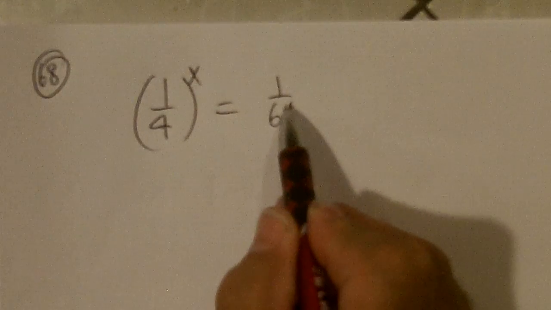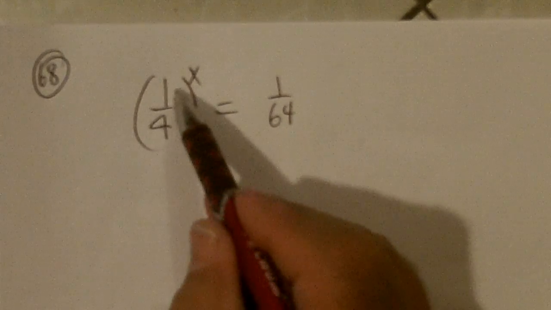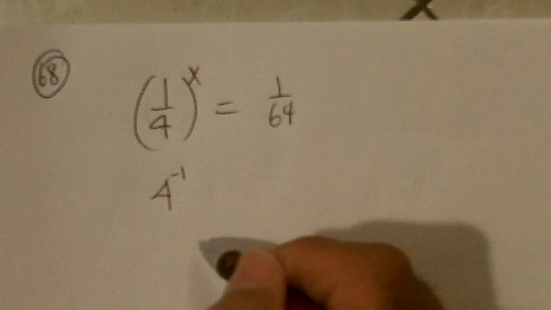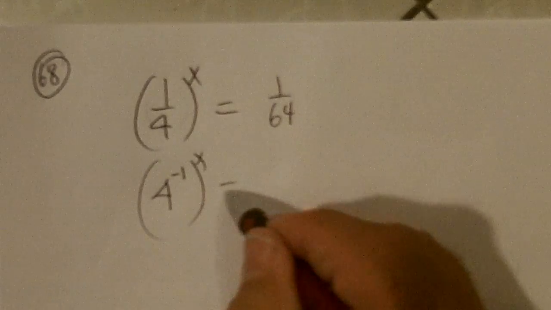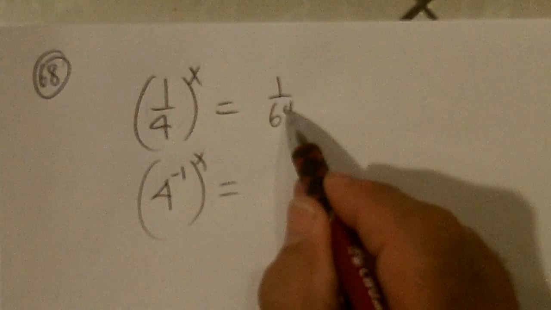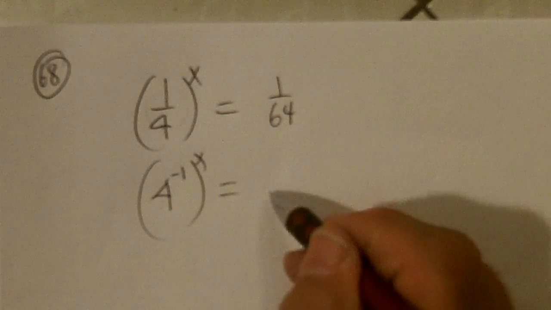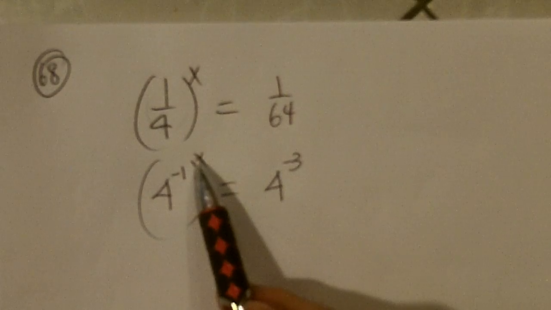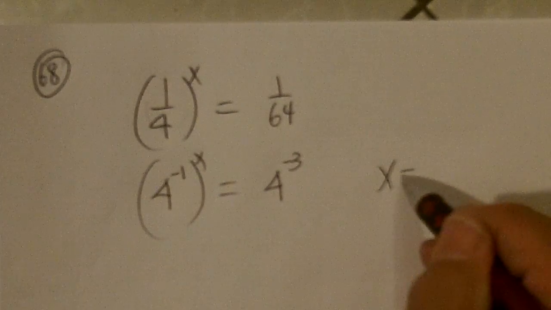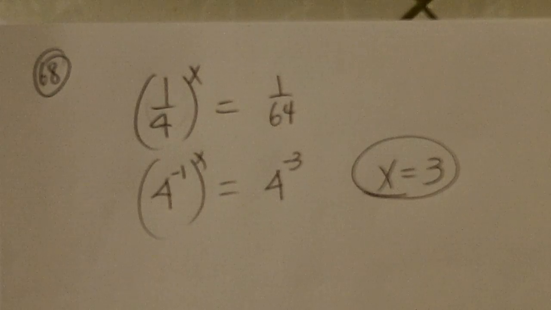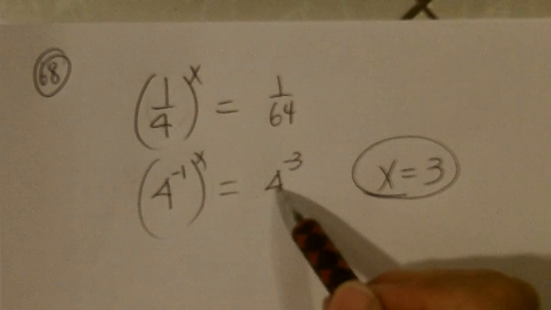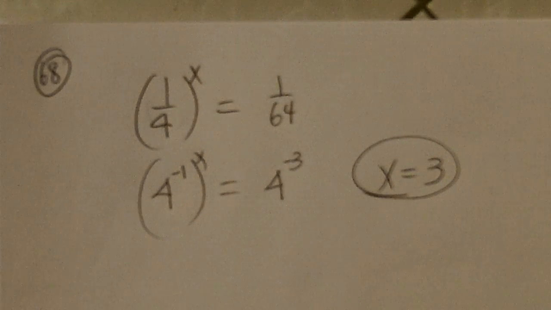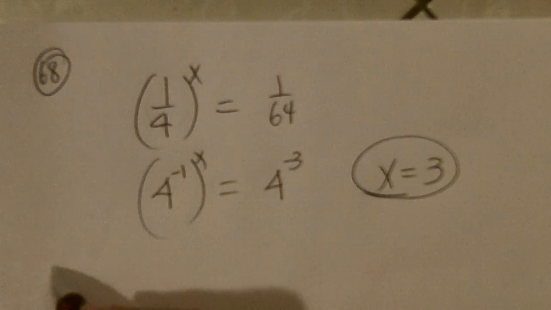Well, the common base in here is, we could go with 1/4, but this is 4 to the minus 1 to the x. 64 is 4 to the 3rd, and it's in the denominator, so this would be 4 to the minus 3. So we have minus 1x equals minus 3, so x must equal 3. But you have to know that 4 times 4 is 16 times 4 is 64. Okay? That's 68.